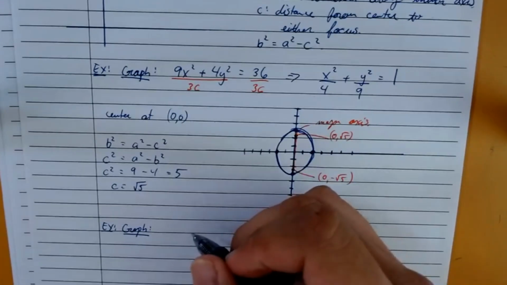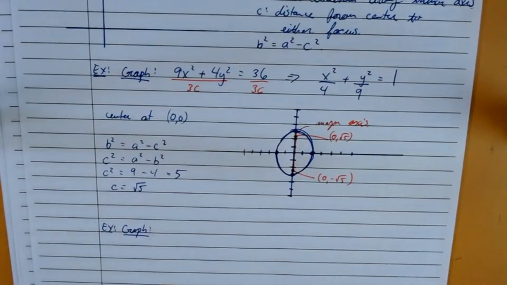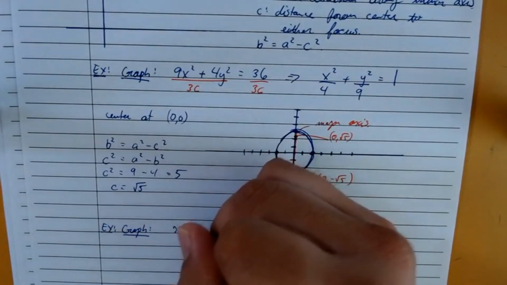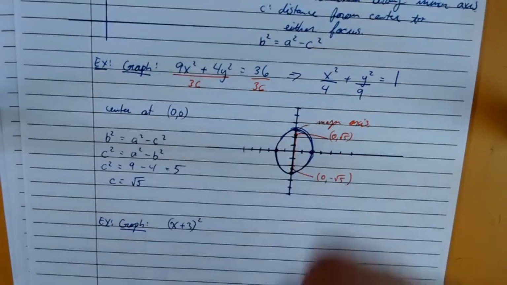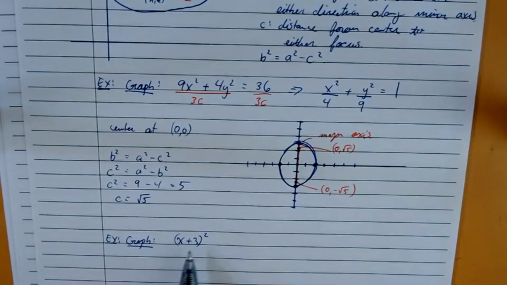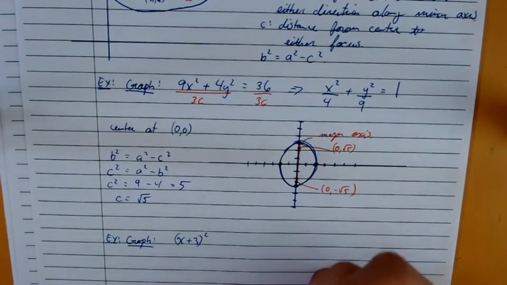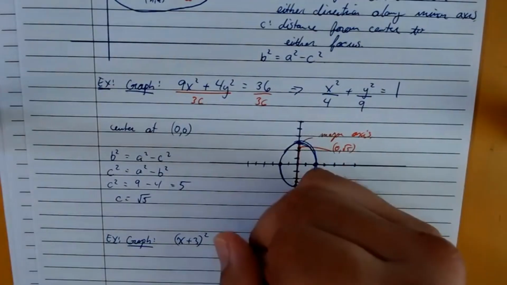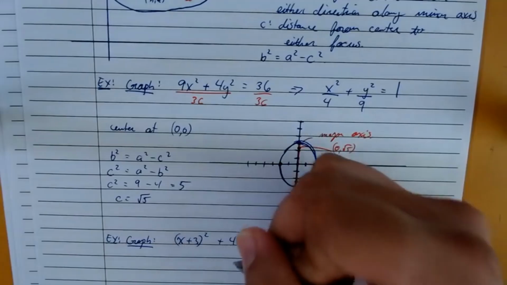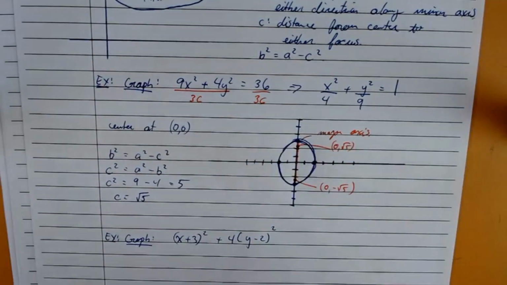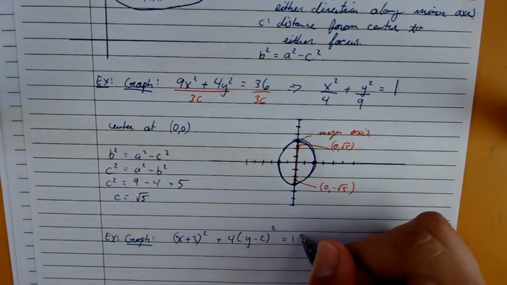All right, let's try x plus 3 squared. Now notice it's not just x squared, it's x plus 3. That means your center will move to somewhere else. Okay, so x plus 3 quantity squared plus 4 times y minus 2 quantity squared, and that's equal to 16.